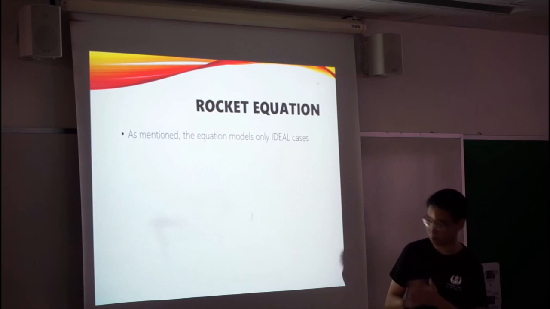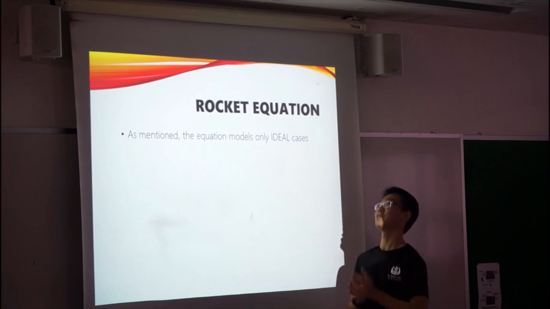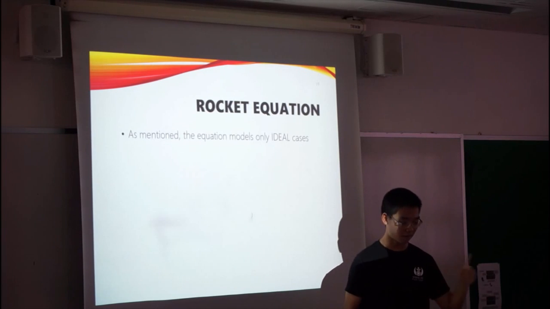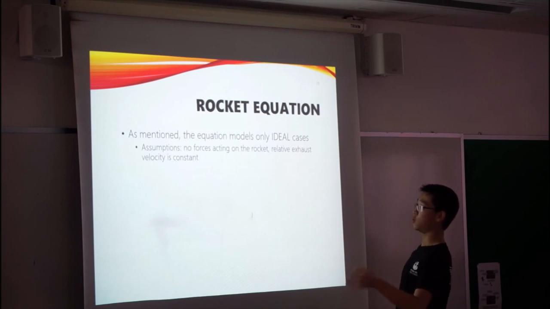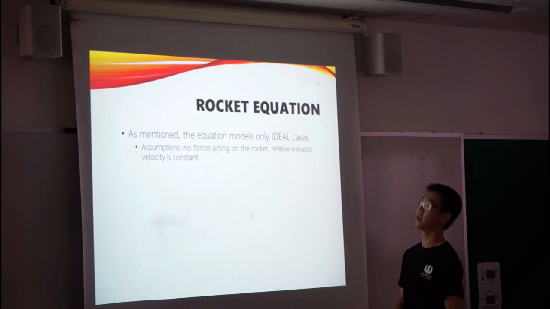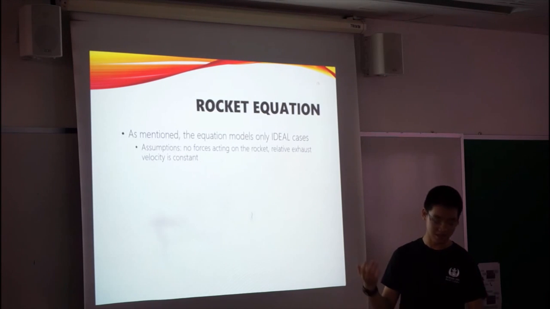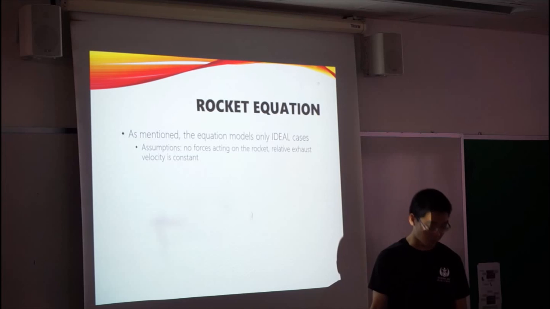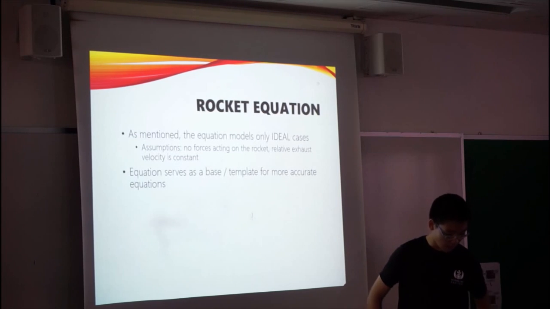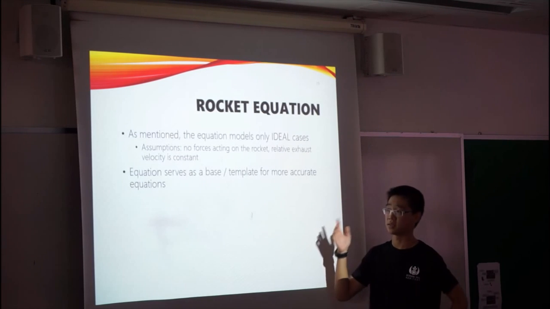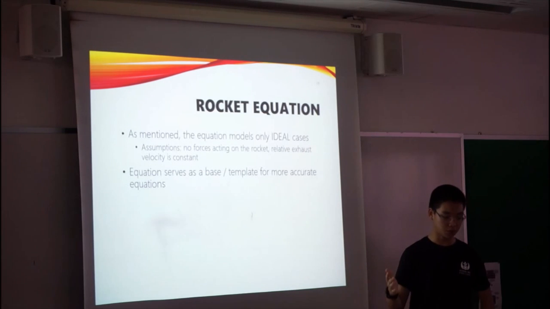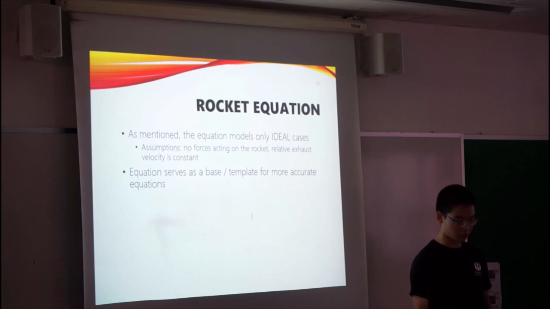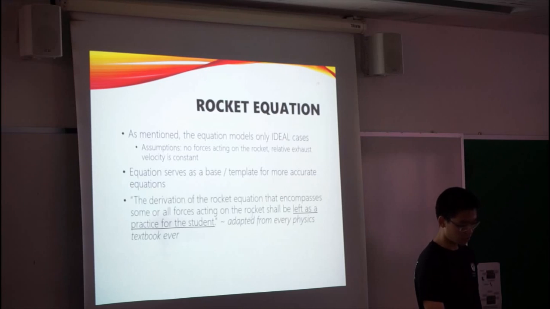Okay, before I go into propulsion, I have to tell you that the equation I derived was only for ideal cases, which means that we assume there are no forces acting on the rocket and the relative exhaust velocity is constant. These are the two major assumptions. However, despite the limitations, this is a very important equation because it serves as a base for further derivation, which takes into account all the forces, which you can do if you want to.